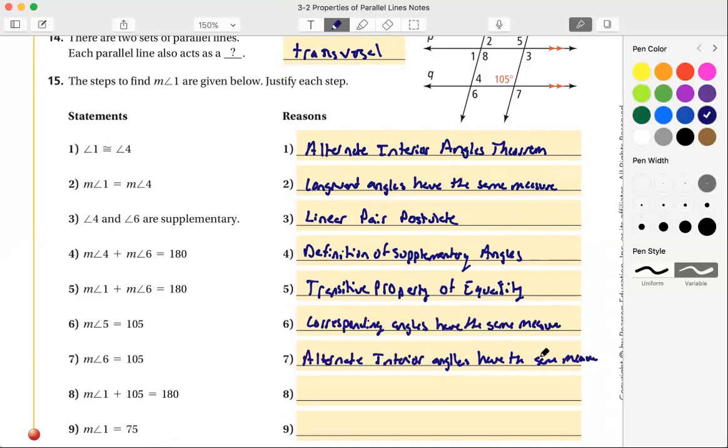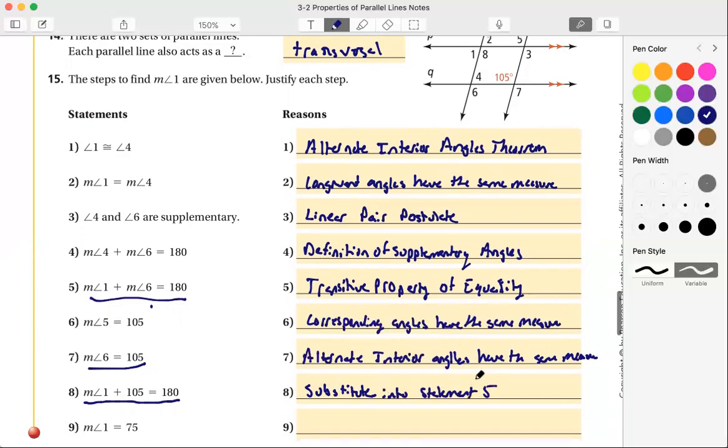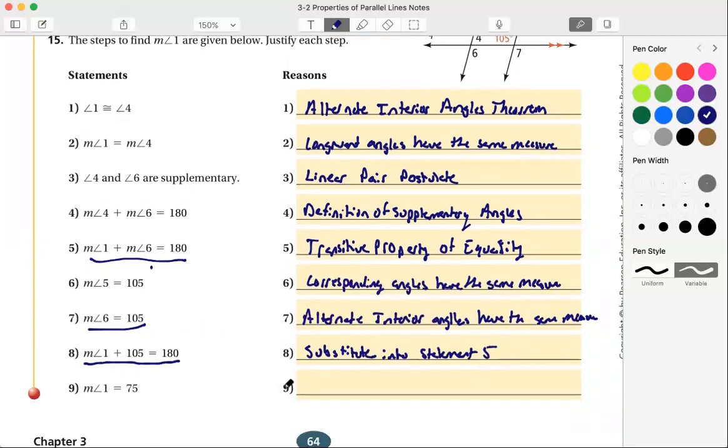Now, I know 1 and 6 are 180 degrees from this step, and I know angle 6 is 105 degrees, so I just did a transitive property here, or a substitution. So substitute into statement 5. And then lastly, if I subtract 105 from both sides, I get angle 1 equals 75 degrees. So this is called the subtraction property of equality.